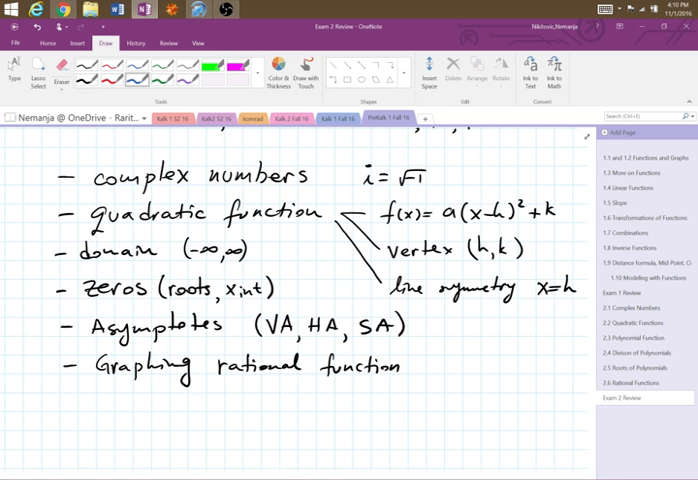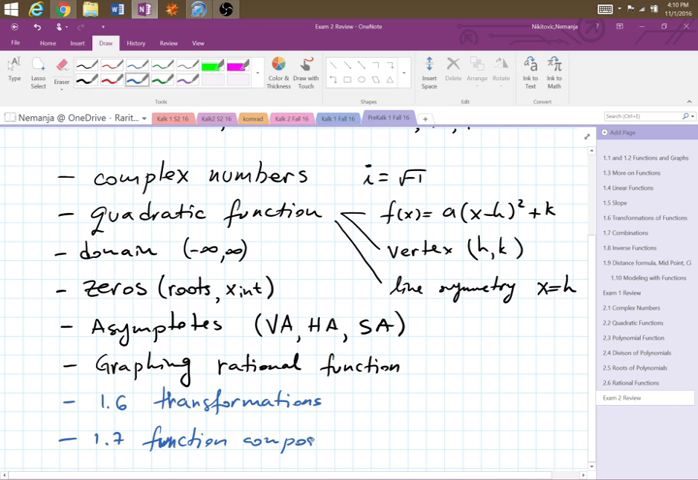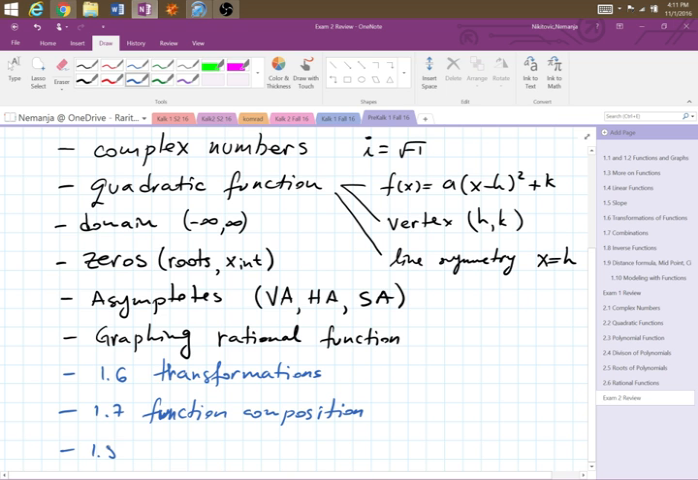Here in blue, 1.6 transformation, 1.7 function composition, and 1.8 inverse functions.